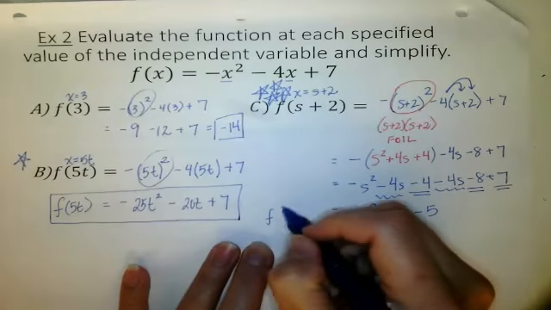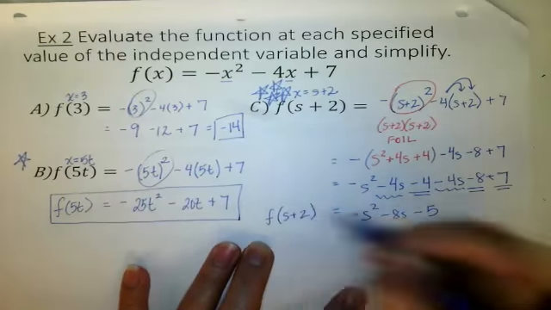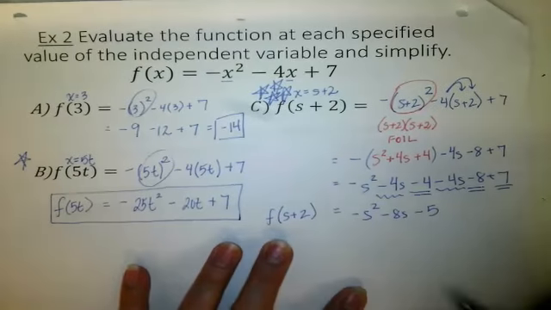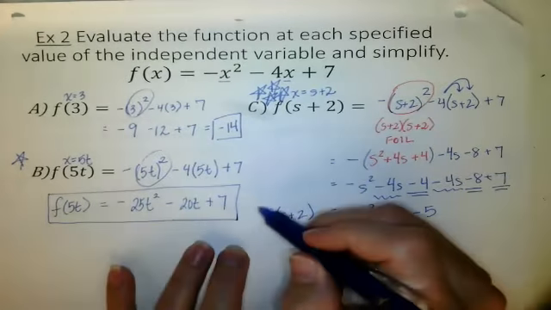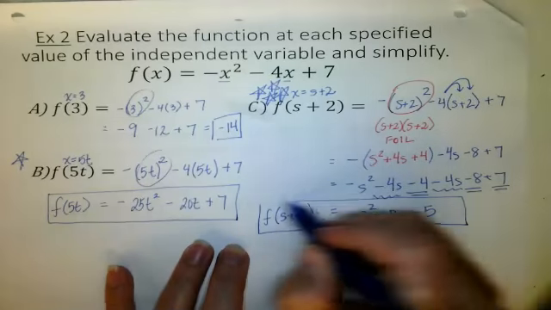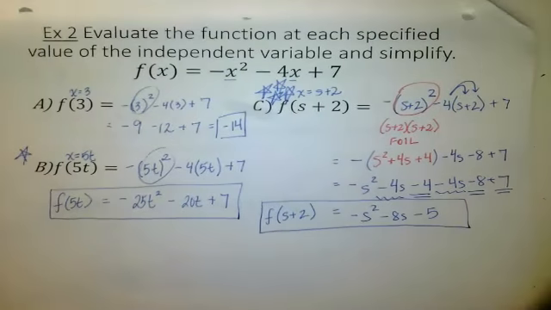Just making sure we don't divide by s plus 2 on both sides and solve for f. No, you don't. You're done. We're not solving, we're simplifying. So please be careful. Okay, that is all. Do you have any questions for me?